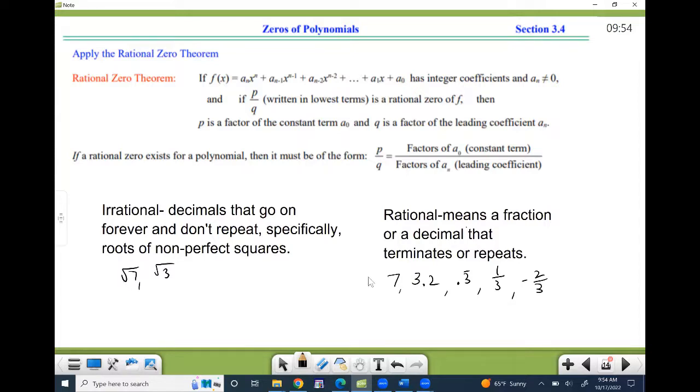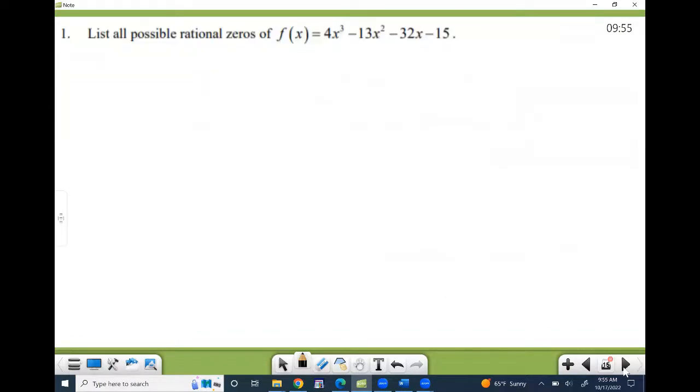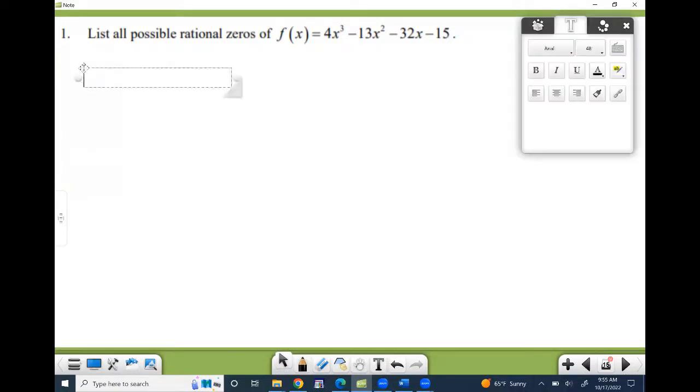Okay, so let's talk about this theorem. This theorem says that if we have a polynomial and it has a rational zero, then it must be of the form P over Q, where P are factors of the last term and Q are factors of the first term. So let's use it and I'll explain why this works in a second, okay? So to list all of the possible zeros, remember, we have to put factors of the last over factors of the first.